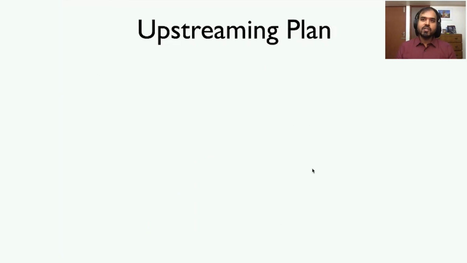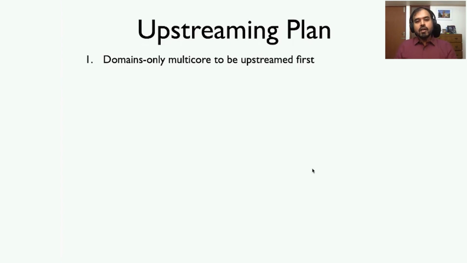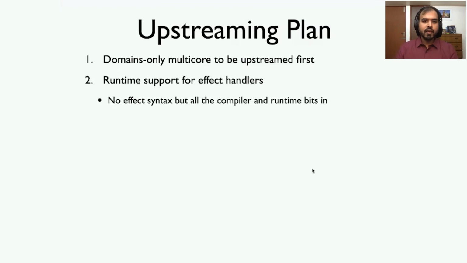So, okay, given that, what's the upstreaming plan? Right? So I've discussed domains, I've discussed effect handlers. This is a lot of stuff. How are we planning to upstream everything? So we plan to upstream domains-only multicore first, and we have a lot of momentum. I think we can get it there in 2021. And the whole team is working on this domains-only multicore right now.